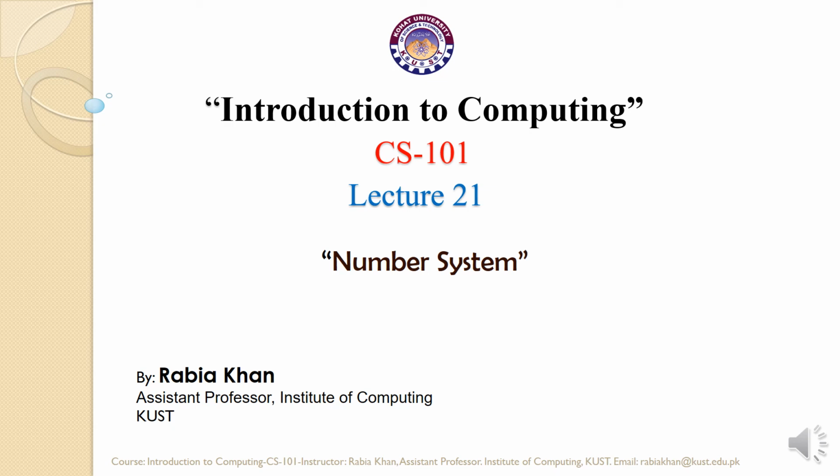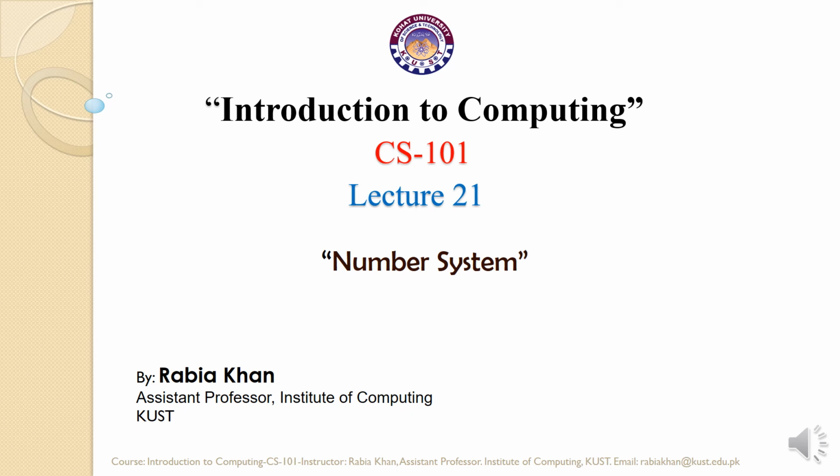We continue our discussion on number systems. So far we have seen the total number systems that are commonly used in computers. We have seen different types of number systems that include decimal number system, binary number system, octal number system, and hexadecimal number system.